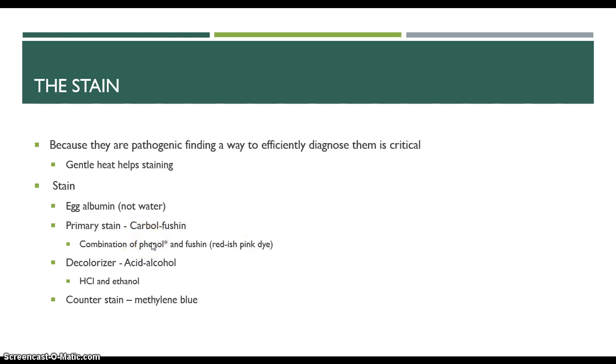Phenol, if you remember, you might have gone over it in organic chemistry or even microbiology class. It looks like a benzene ring with an alcohol group. If those words don't make sense to you, just ignore that. The next thing is the decolorizer. It's acid alcohol, which is very strong stuff. It's HCl, which is, as you know from general chemistry, a very strong acid, and then ethanol, which is a little bit weaker of an acid, but still slightly acidic. And then your counterstain is methylene blue.